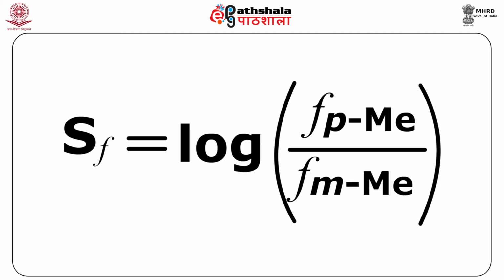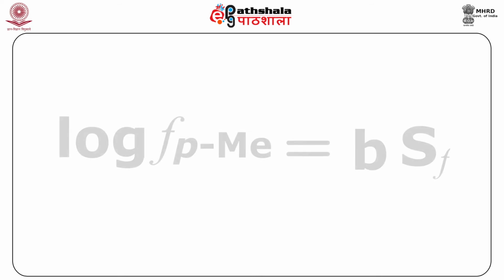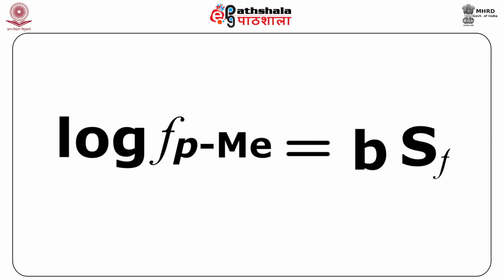Now by defining the selectivity factor SF as SF equals log of f of para-methyl divided by f of meta-methyl, the former equation becomes log of f para-methyl equals B SF. This equation is now similar to the Hammett rho plus sigma plus equation, B being a parameter whose value depends on the values of sigma plus for meta and para-methyl groups.